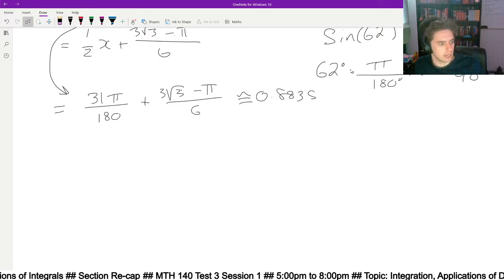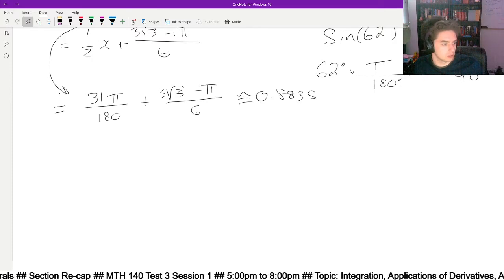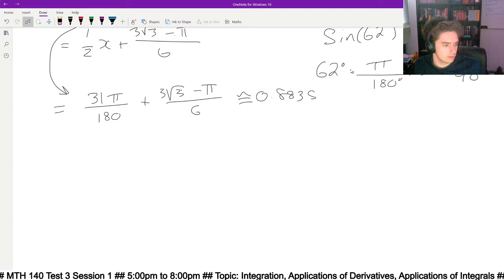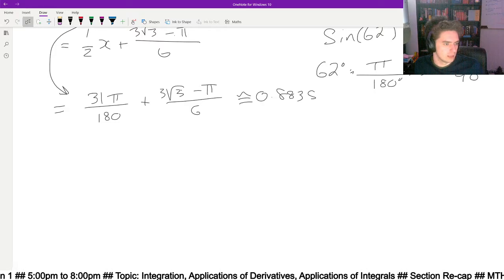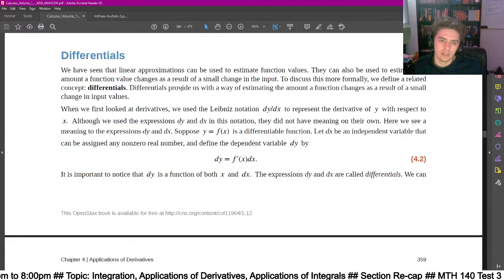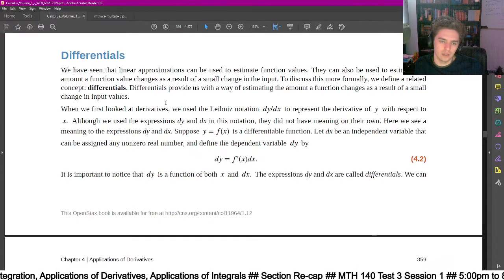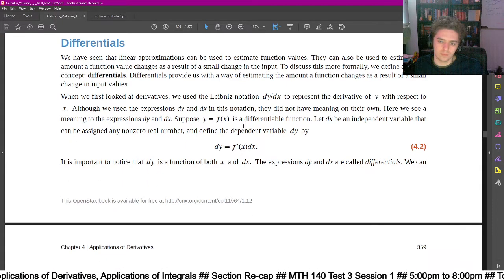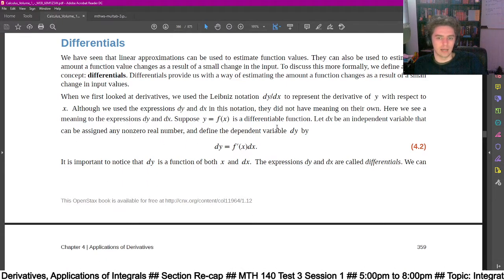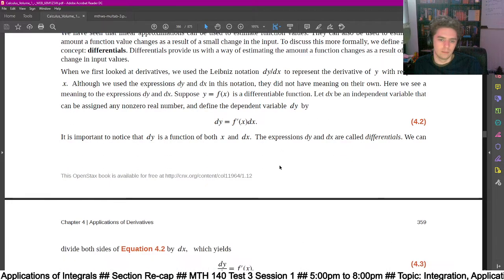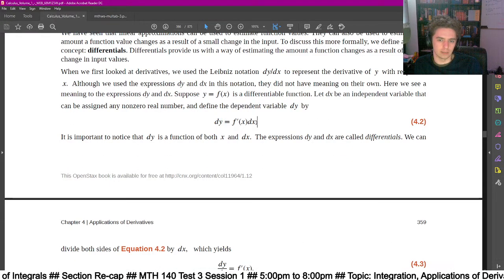I don't even know what to say about differentials. They're just like, you just make dy dx a variable. Make it a fraction. Let's see, what else is there? Estimating a function's change as a result of a small change in input values. Just make them actual variables. So you can multiply both sides by dx here to get, instead of dy dx, dy equals f prime of x dx.